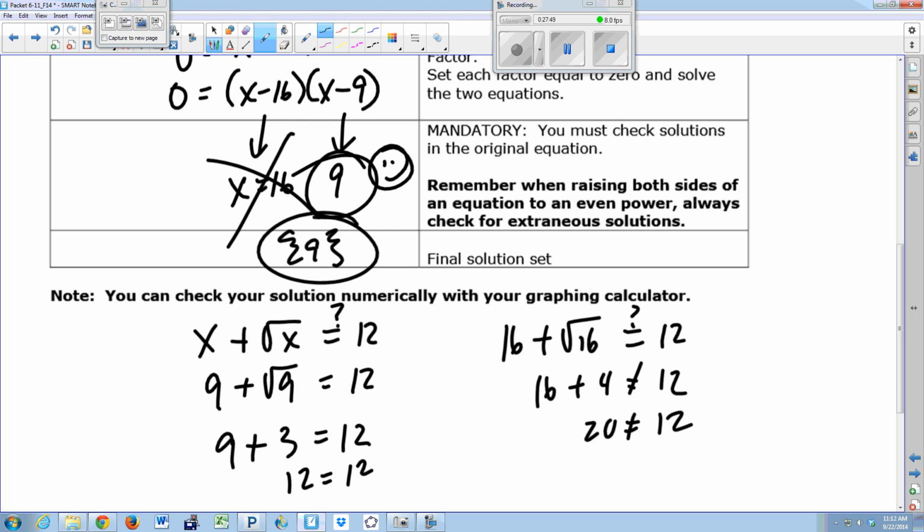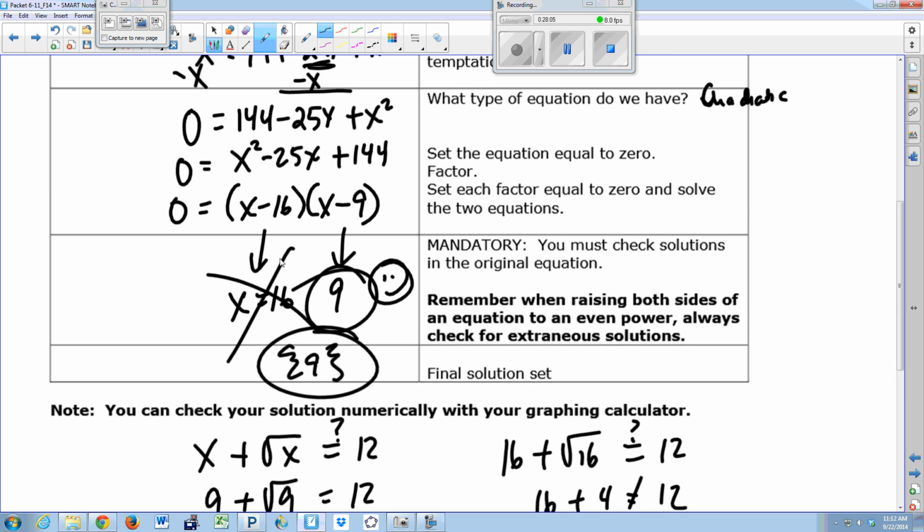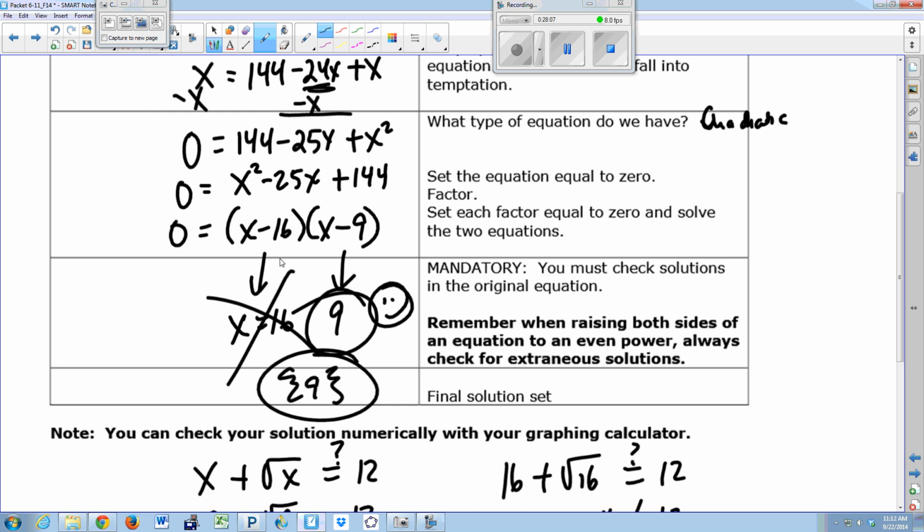So you should, whatever you do for notes for studying, when you're doing radical equations, you have to check your answers. It's absolutely mandatory, or else you'll end up with a solution that's really a false solution. Okay. Any questions on radical equations?